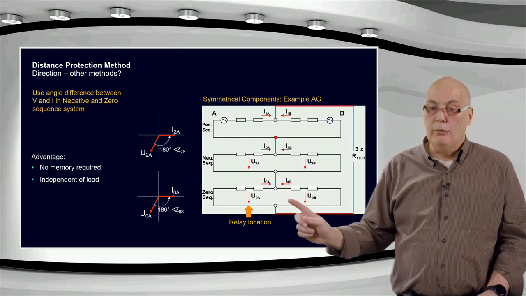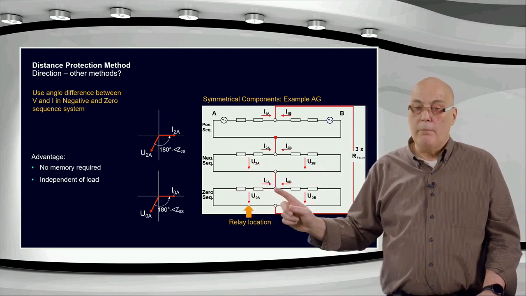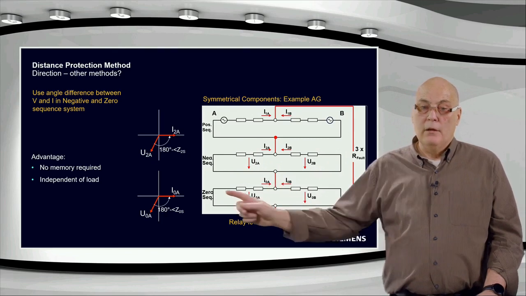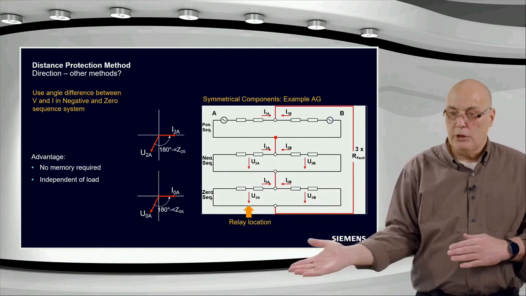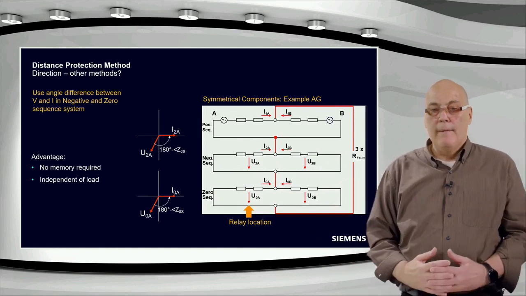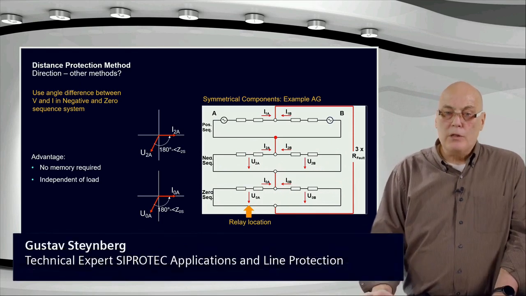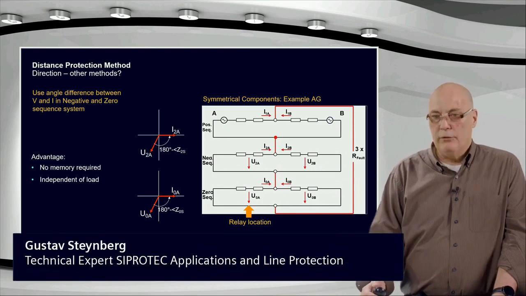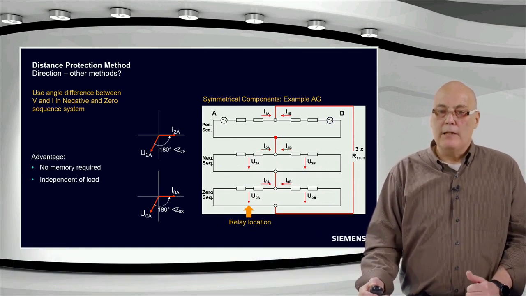If a fault moves to the reverse, remember then this point will be behind the relay, and what will happen, this current will reverse here. The current will flip over to the other side, and you have a 180-degree switch between forward and reverse. Very, very dependable. The symmetrical components are a very, very useful tool to give you information about asymmetrical faults.